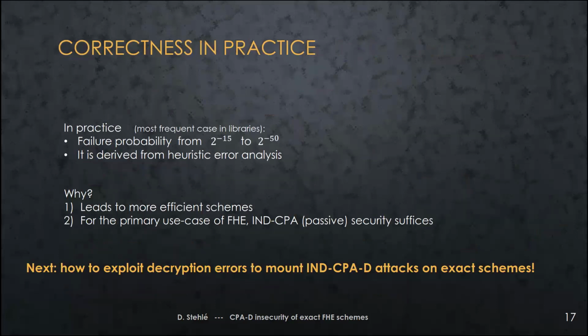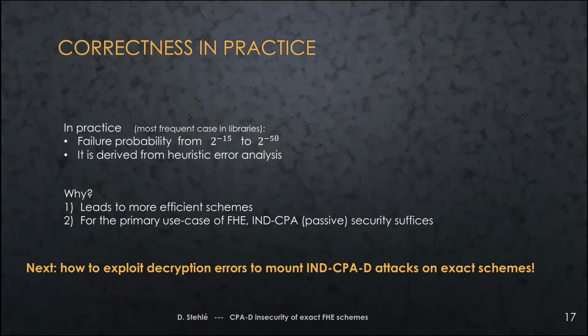Okay, so what about correctness in practice? If you look at FHE libraries, they are not correct. They are very far from perfectly correct. The failure probability for the libraries that we looked at goes from 2 to the minus 15 to 2 to the minus 50. And on top of this, it's derived from heuristic error analysis.